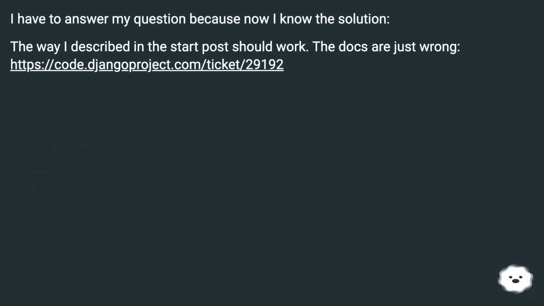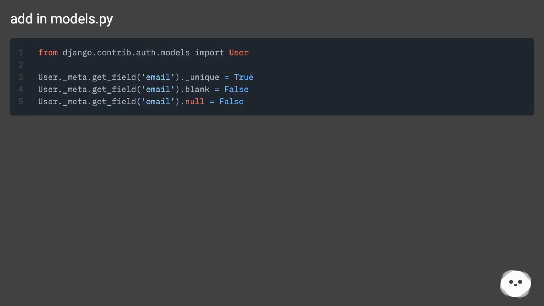I have to answer my question because now I know the solution. The way I described in the start post should work. The docs are just wrong. This URL? Add in models.py.